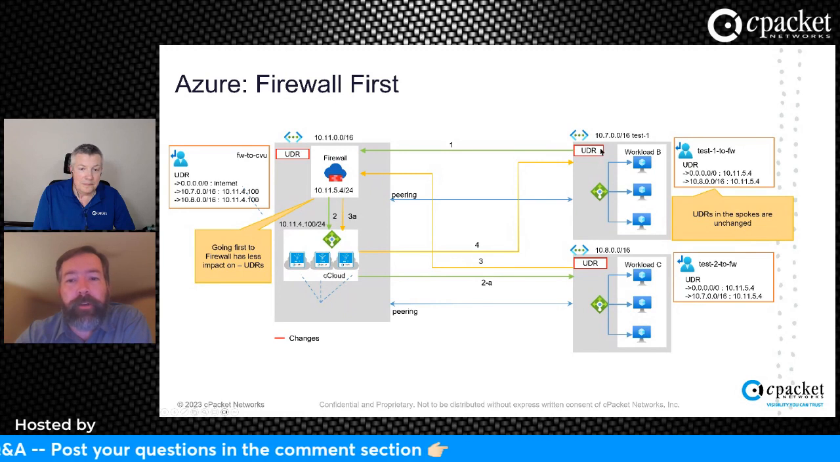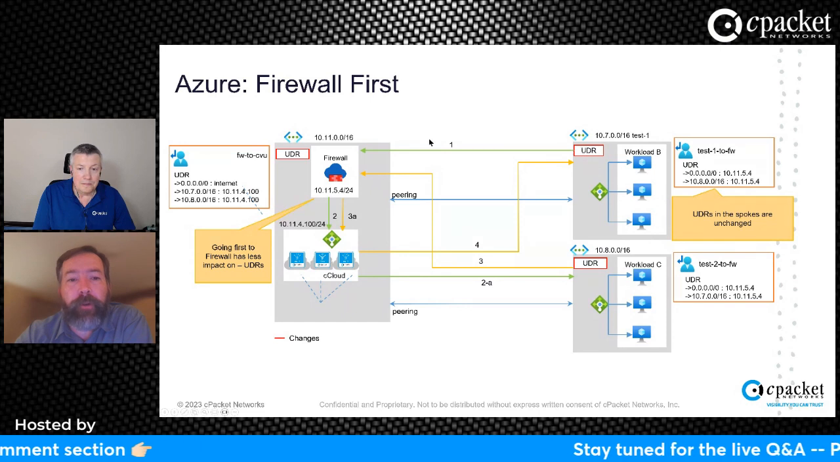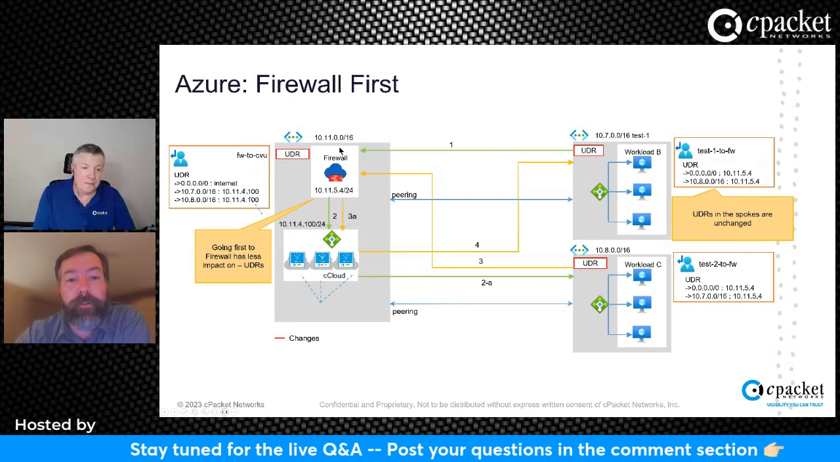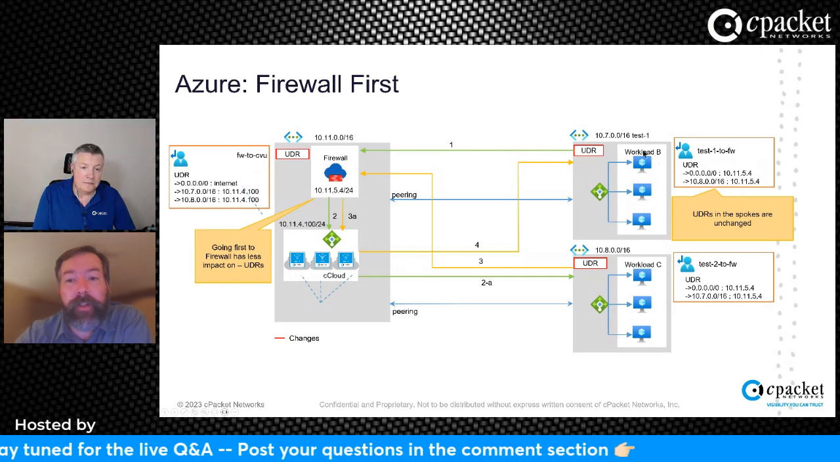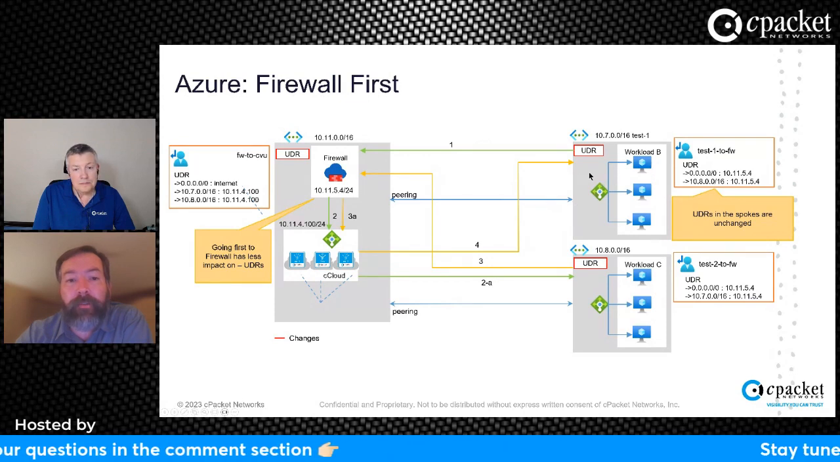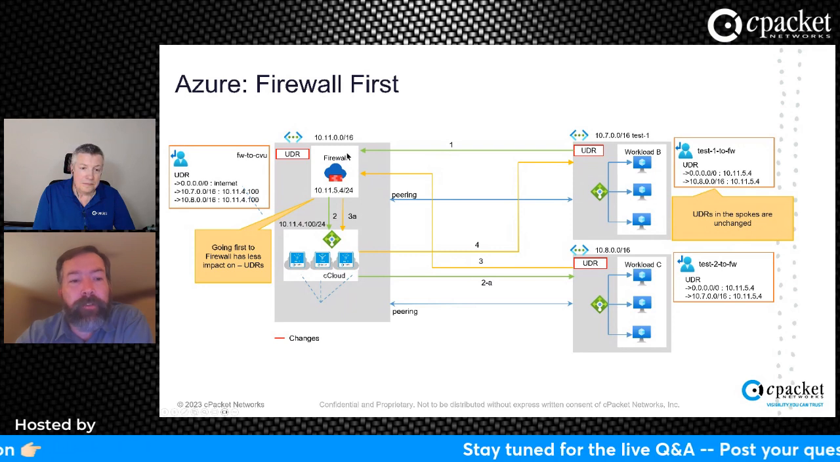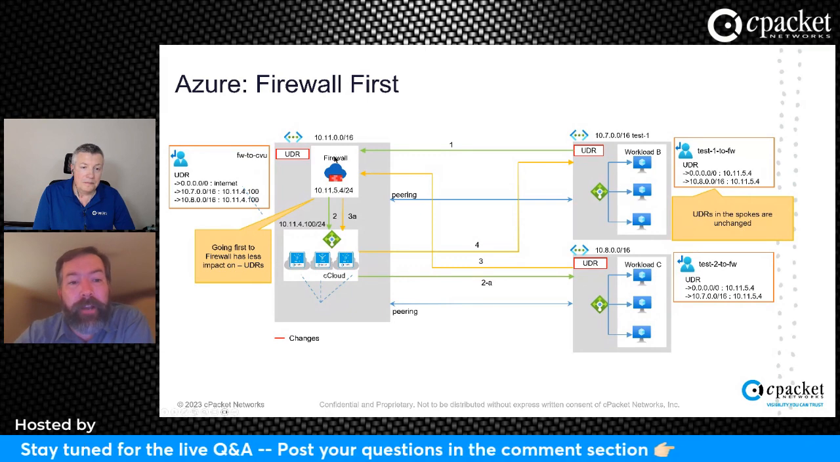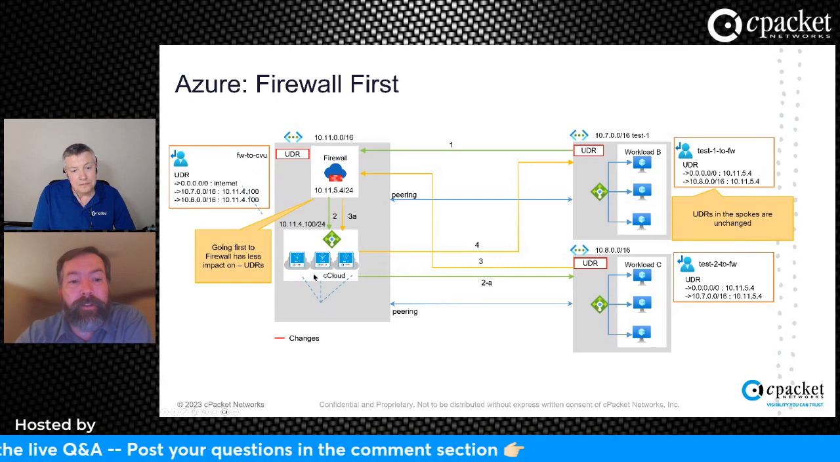So what we can do is, at the spokes, we can set up user-defined routes, and this is called the firewall first model, because the packet first hits the firewall before it goes anywhere else. So first the packets, let's say workload B wants to talk to workload C, right? Those packets are first going to hit the firewall. The firewall has sort of the first right of refusal on the packet. It can make a decision to allow or deny the packet. And then if it allows it, it's going to then forward it on to cPackets products.